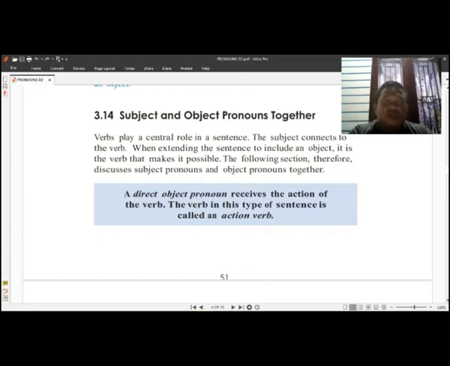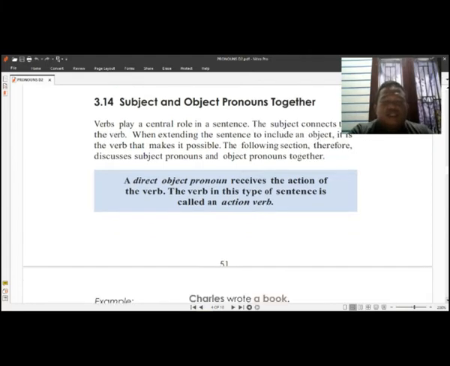Okay, so to make it simple, any noun that comes after the verb can be transformed into an object pronoun, and any noun that comes before the verb can be transformed into the subject pronoun. So it is that simple. Okay, let's see the example.